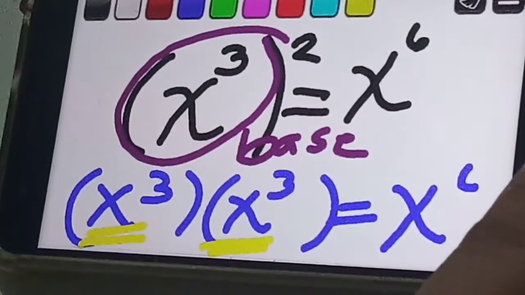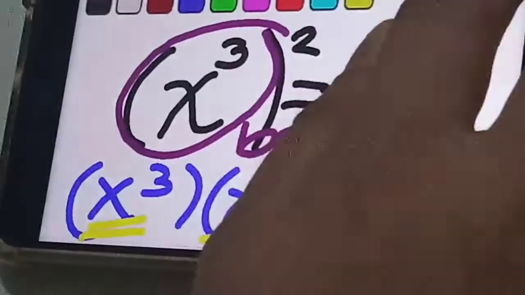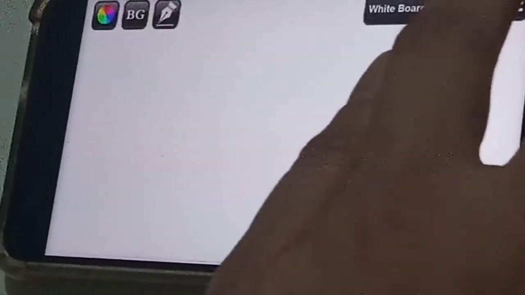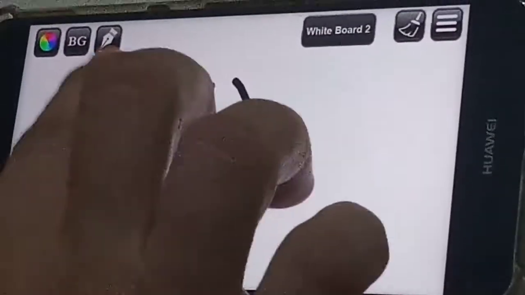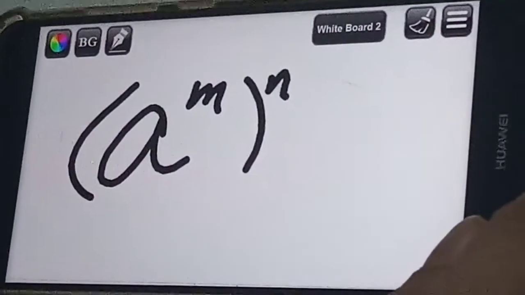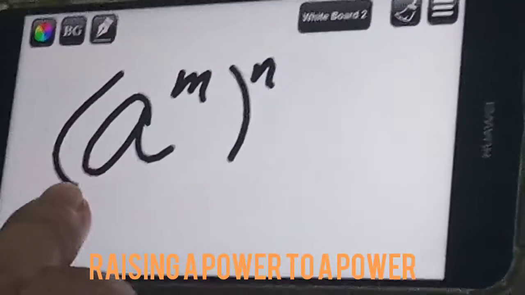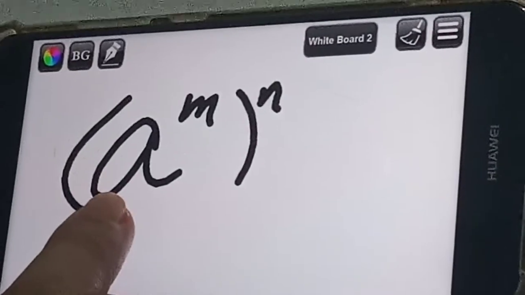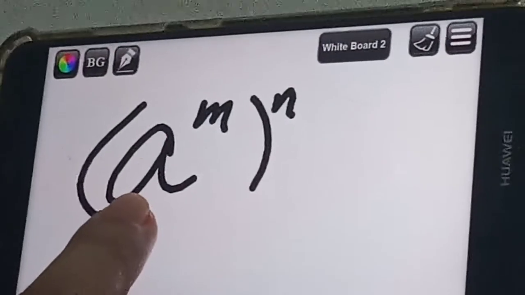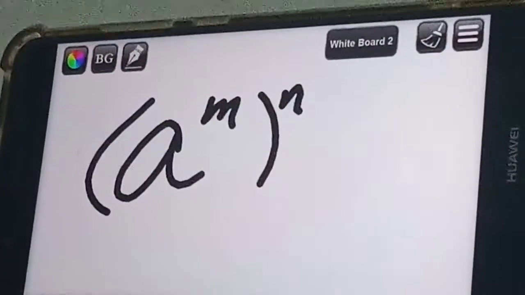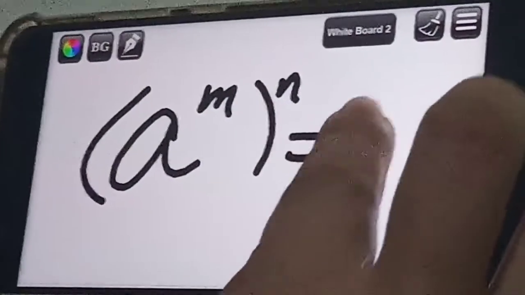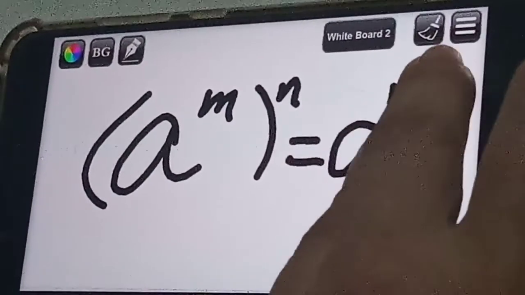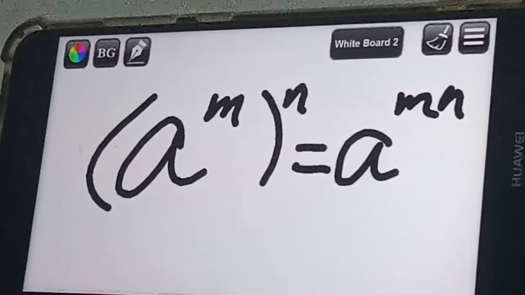And this is our next law of exponent. Our next law of exponent is called raising a power to a power. Again, for any non-zero real number a and for any positive integers m and n. So if you can see this kind of given, all you need to do is to multiply the exponents.